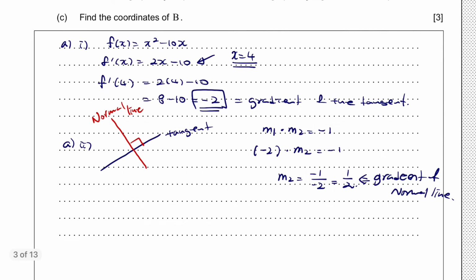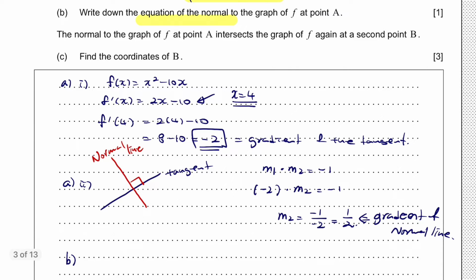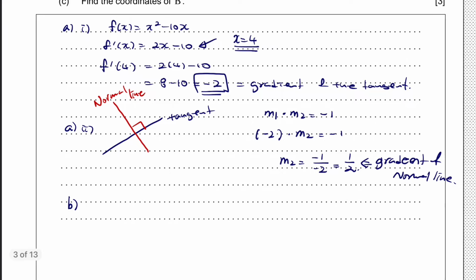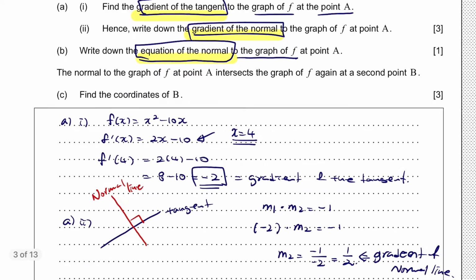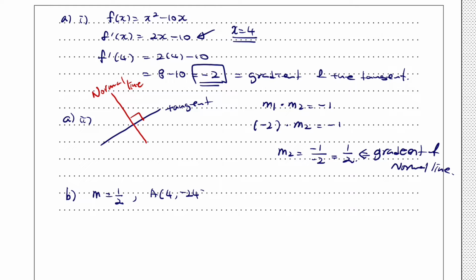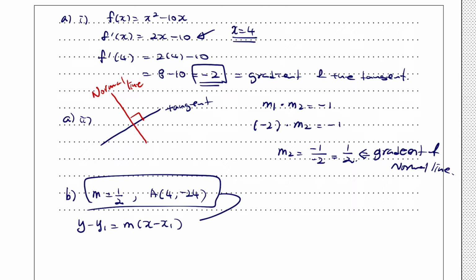Then question B, we need to write down the equation of the normal to the graph of f at point A, right? So we know that the gradient of the normal is the same as 1/2. And then point A has the coordinates (4, -24). Okay, so that's given information. Then using the equation of the line, y minus y1 equals m times (x minus x1), we can substitute this information into this equation of the line, right?